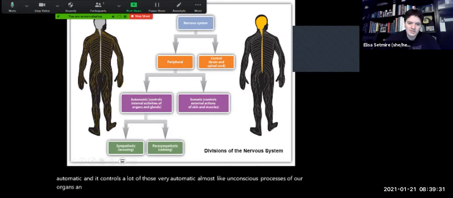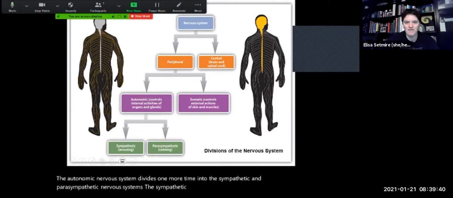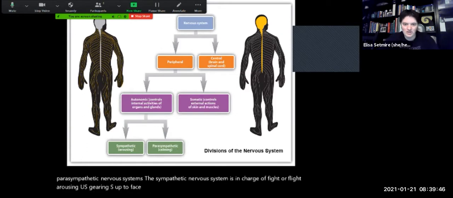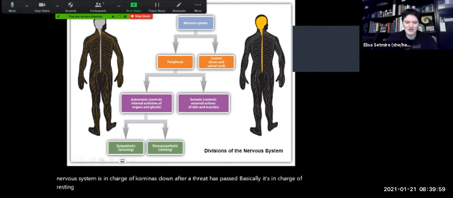The autonomic nervous system divides one more time into the sympathetic and parasympathetic nervous systems. The sympathetic nervous system is in charge of fight or flight, arousing us, gearing us up to face off a threat or a stressor of some kind. The parasympathetic nervous system is in charge of calming us down after a threat has passed. Basically, it's in charge of resting and digesting, and the sympathetic nervous system is in charge of fight or flight.